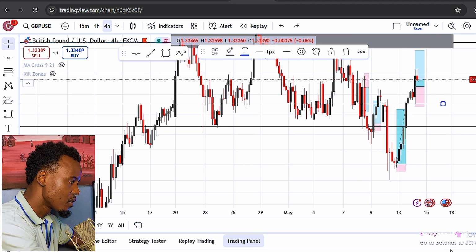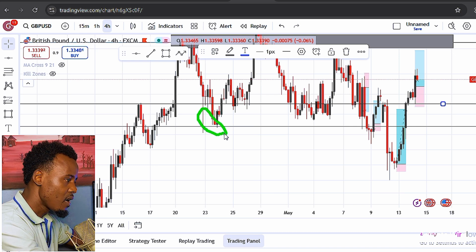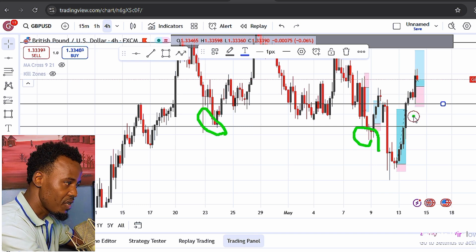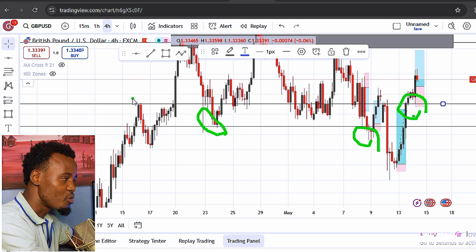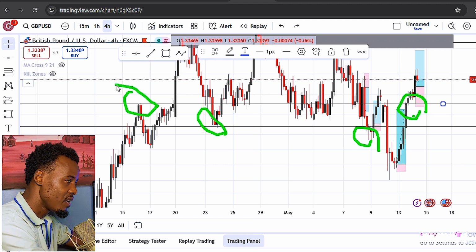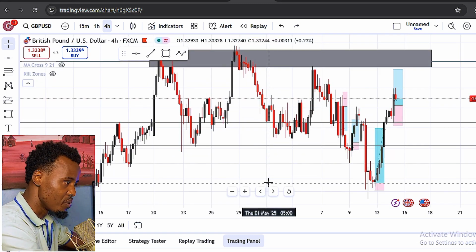This zone and this zone respected, right? And this area and this area respected. I hope that's very clear. That is the major reason why you need to mark out your support and your resistance, right? Every zone or every support and resistance must be respected.